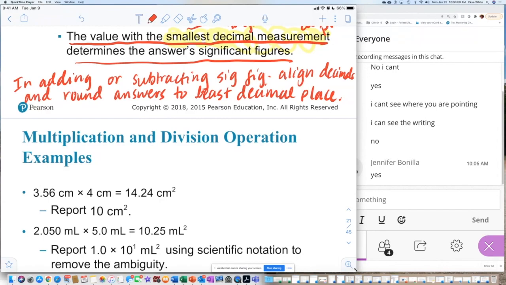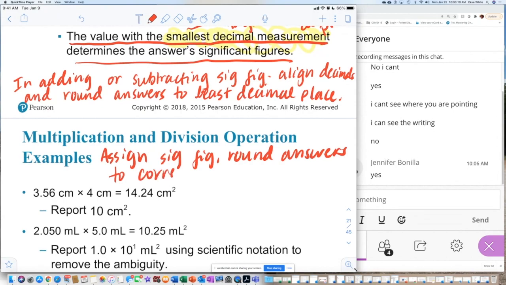With multiplying and dividing, we're not going to do a detour method. We're doing a more direct method. So here what we do is assign significant figures, round answers to correct significant figures. Okay, you're either rounding up or down until you get the correct significant figures.